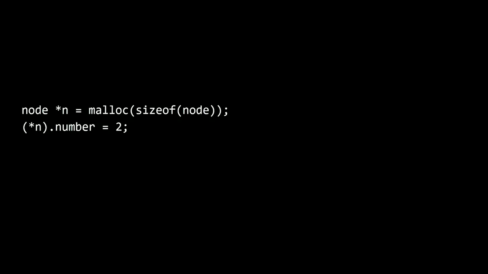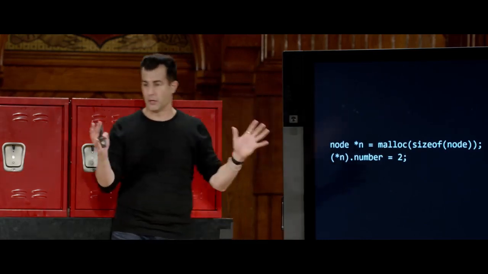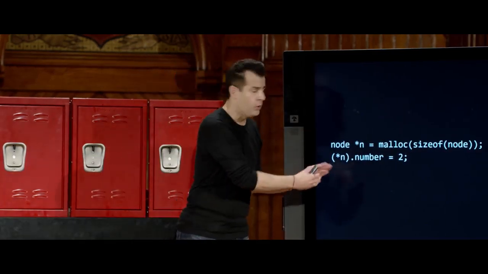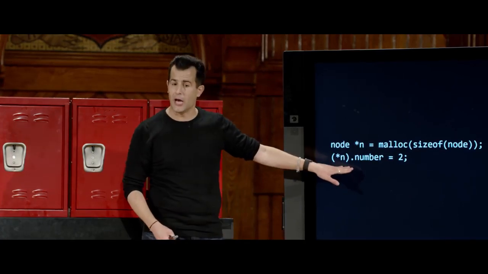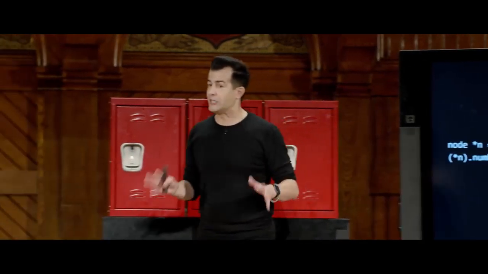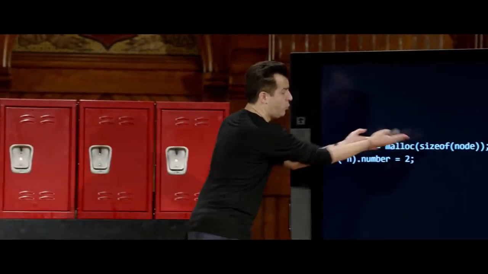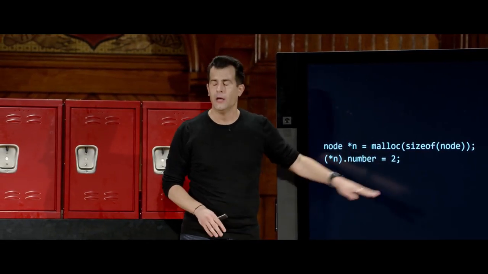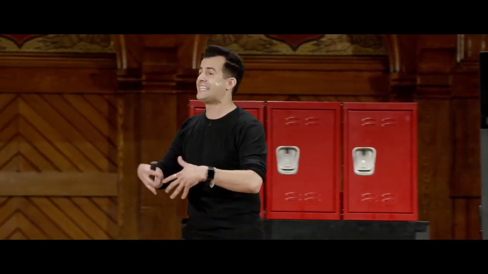But why this crazy syntax, which we've never used before? Well, star n, we did see last week. That just means go there. The parentheses are just necessary for order of operations so that the compiler knows, OK, first go there. And then once you're there, what do you want to get access to? The number field. So you use the same dot notation. So it's super ugly, but it's just doing 2 different things that we've seen in isolation. Go to the address in n, which is that chunk of memory, and then access the number field and set it equal to 2.